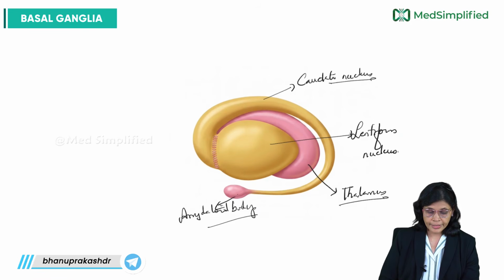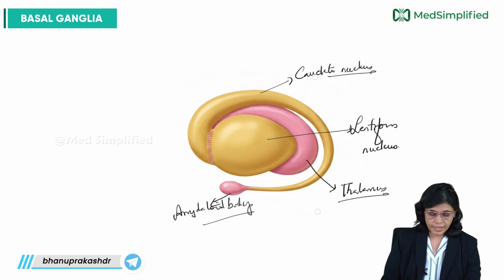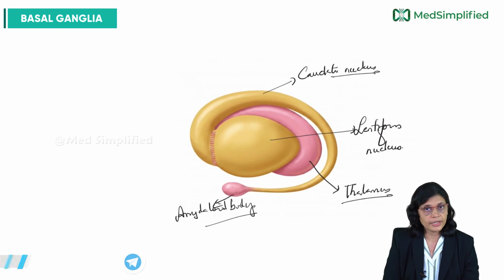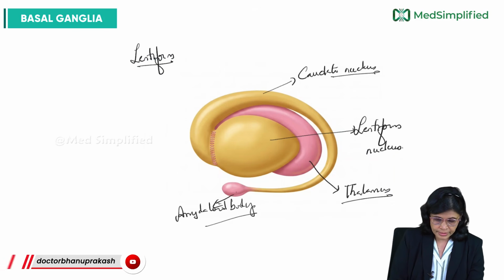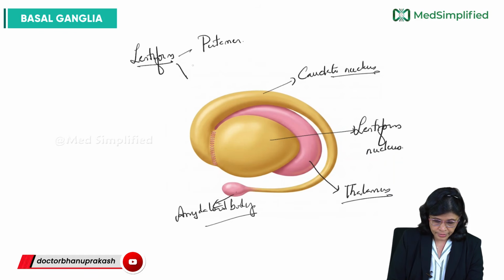So the corpus striatum consists of the caudate nucleus and the lentiform nucleus. The lentiform nucleus has two parts: a darker lateral part called the putamen, and a medial paler part called the globus pallidus.